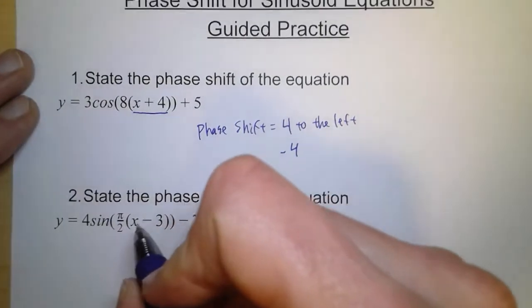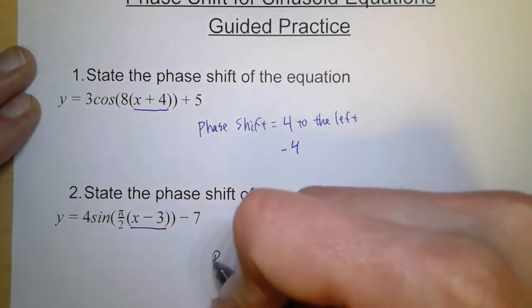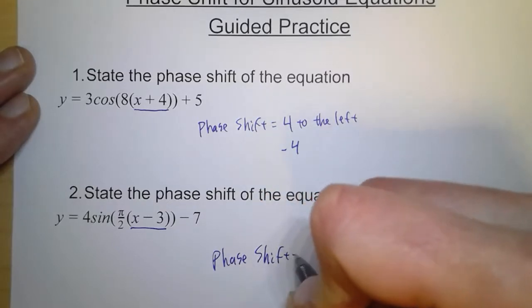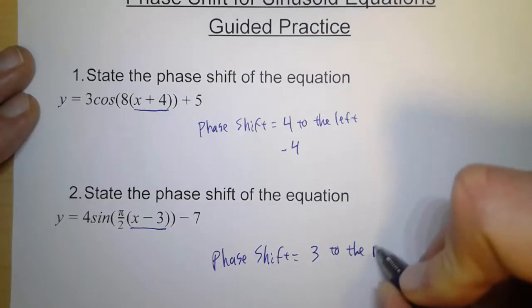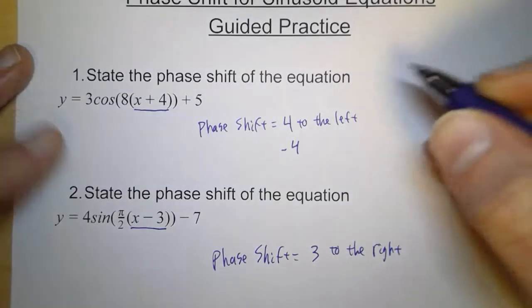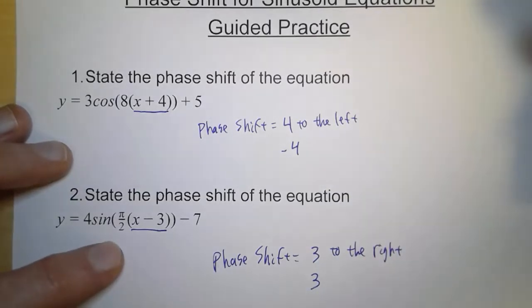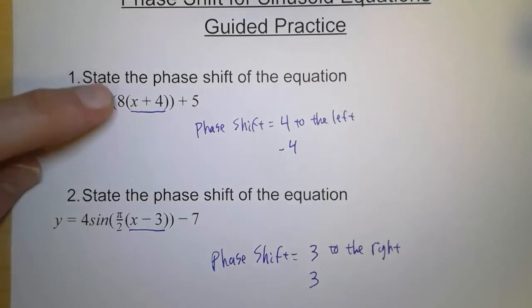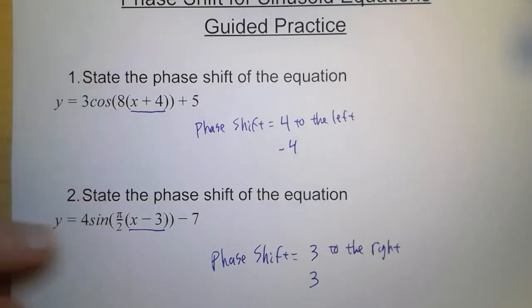So looking at the second one then, here we are subtracting 3. So here our phase shift is going to be 3 to the right. Or you could just say more simply 3. Now one thing that these first two have in common is that a number is being multiplied onto this quantity, but it's already been factored out.